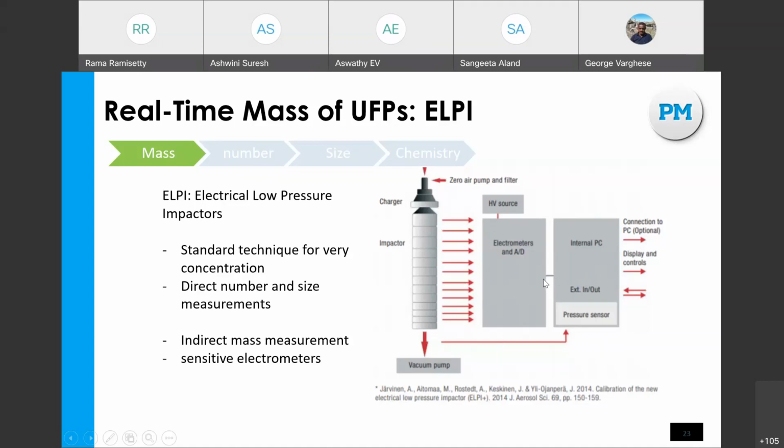But this is a very nice technique. It can cover a large range, but the problem is that these electrometers are very, very sensitive. Even a small change in the sampling line will vary the result. So it is not very accurate, but it can cover a large size range.